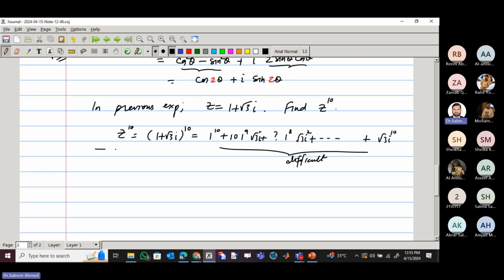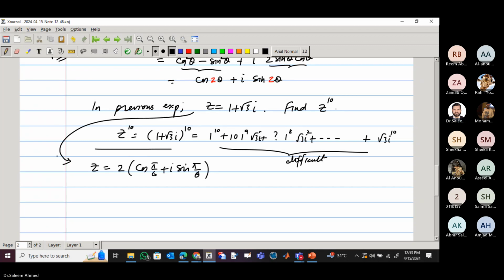Instead of that, if I write the polar form of z, which I just got, 2 into cos pi by 6 plus iota sine pi by 6, this is the polar form of the same z. Now, if I take z to the power 10, it is 2 to the power 10 and cos pi by 6 plus iota sine pi by 6 to the power 10.